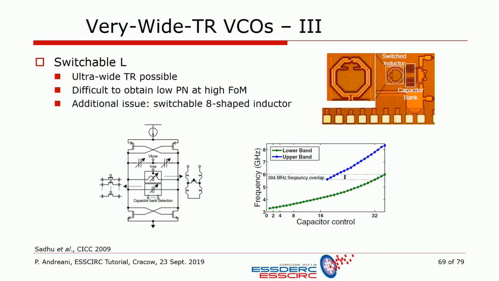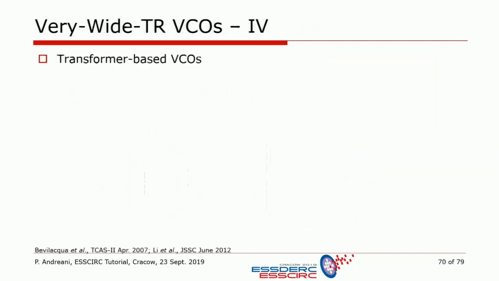Additional issue is that if you want to make the inductors in the shape of an 8, for the reason that we've just explained in the previous slides, well, then it's not as easy. It's possible to do that, but it's not really easy to make a switchable inductor in that case. Probably a better idea is to use the transformer VCO. We've already seen that people have used transformers to introduce a second resonance at 2 omega 0, for instance, or even 2 more resonances. You can also do that to extend your tuning range.